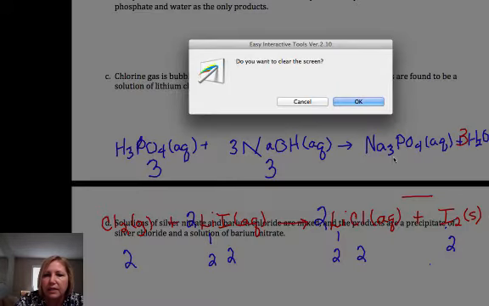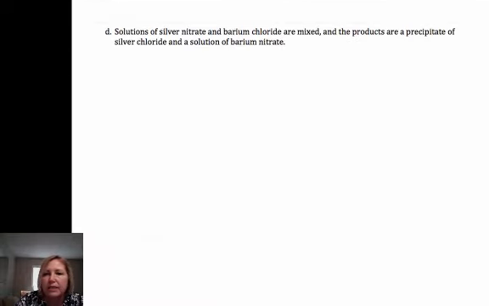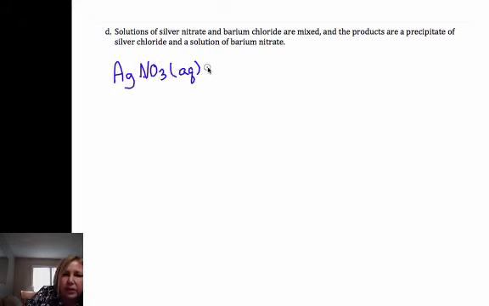So let's go on to another couple of these. Just one more. Let's do this silver nitrate one. Okay. So solutions of silver nitrate.